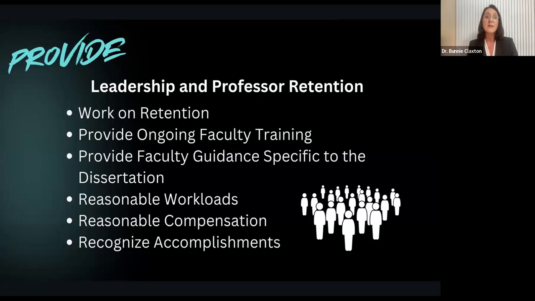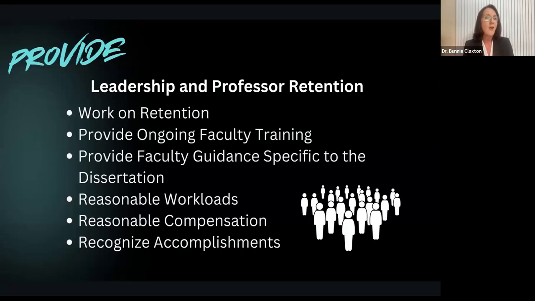So the first thing is we can provide leadership and professor retention by working on a few things. First, we need to provide ongoing faculty training to our faculty who are dissertation chairs or who are teaching the courses that are specifically related to the dissertation. Some universities want to give a one-time onboarding training and then maybe an email every once in a while. But there's not a consistent faculty training plan in place to consistently train the chairs on maybe even changes in the program, not to mention ones that already exist.